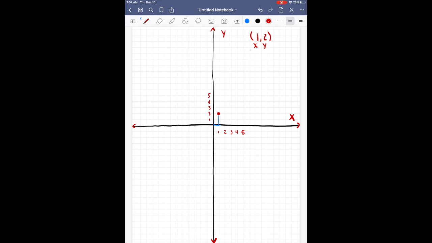So let's do another one here in our positive. We'll have (5, 4). So (5, 4) means we're going to start at our origin, which is in the middle here. I'm going to mark it with a blue dot. We're going to go over to 5. And then we are going to go up to 4 on the y-axis. So our point is going to land right here. That is (5, 4).